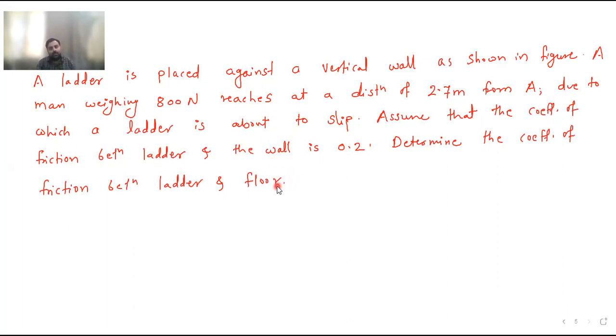Ladder is placed against a vertical wall. I will draw the diagram in the next lecture. Okay, now the time is over. So a man weighing 800 Newton reaches at a distance of 2.7 meter from point A. A point is at the bottom, due to which a ladder is about to slip. Now the ladder is about to slip. Now it will slip now.